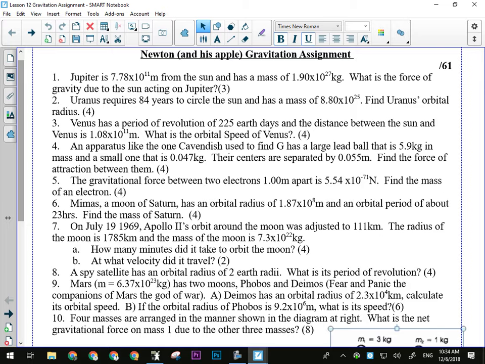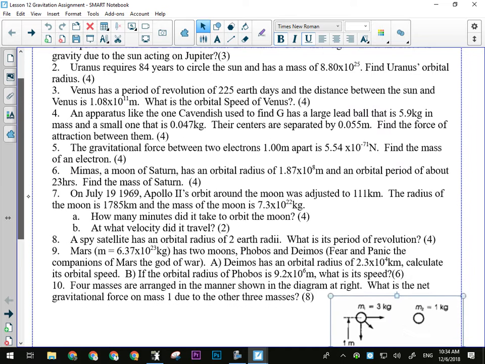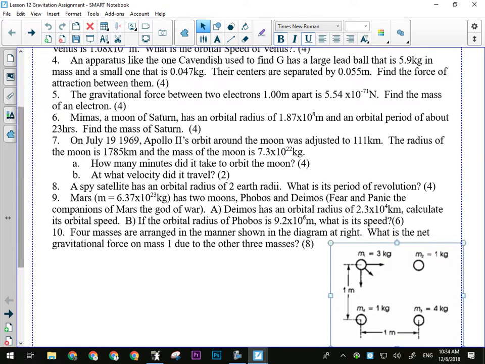Number six is asking about a moon of Saturn, giving you an orbital radius and an orbital period. You're looking for the mass of Saturn there. So maybe like satellite stuff. Number seven is definitely satellite stuff, but look at the units they're asking for. Make sure you give the right units for the period of the orbit of Apollo 2. And you're looking for the velocity of travel as well.